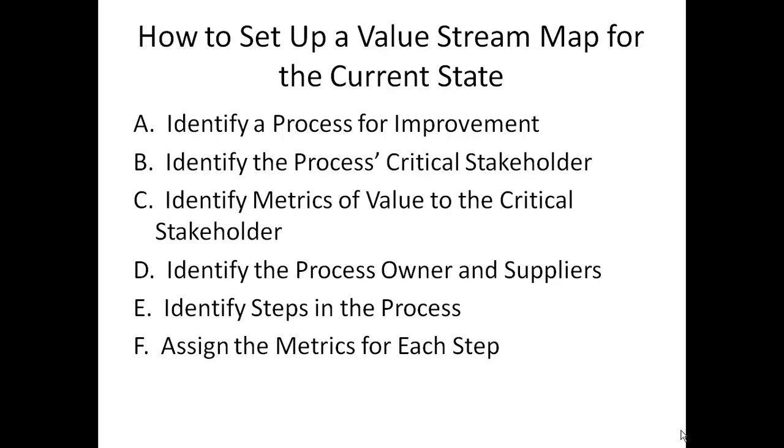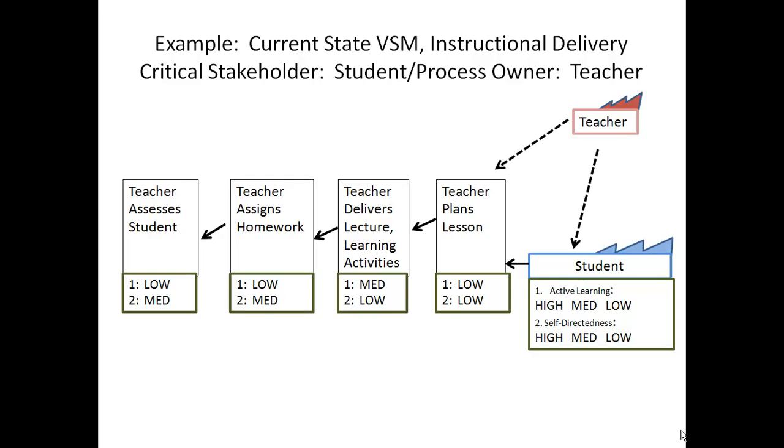Once we have that all figured out, we actually walk step by step through the process and give a metric for each step. So let me show an example here of a value stream map in the current state. We're looking here at typical instructional delivery, and we're saying the critical stakeholder is the student. You'll notice the student's been identified with a blue box here with kind of a crown, if you will, on the box.